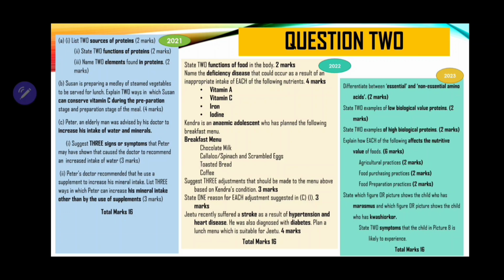Now let's look across at the year 2022. Part 2A states, state 2 functions of food in the body, 2 marks. Name the deficiency disease that could occur as a result of an improper intake of each of the following nutrients: vitamin A, vitamin C, iron, and iodine, right? And then in 2023, it says differentiate between essential and non-essential amino acids. State 2 examples of low biological value protein, and also state 2 examples of high biological value proteins.